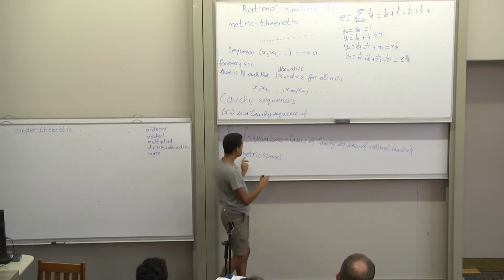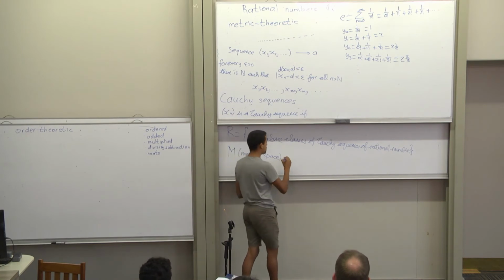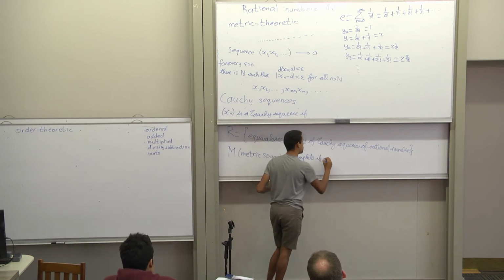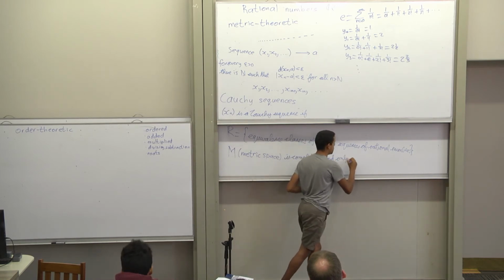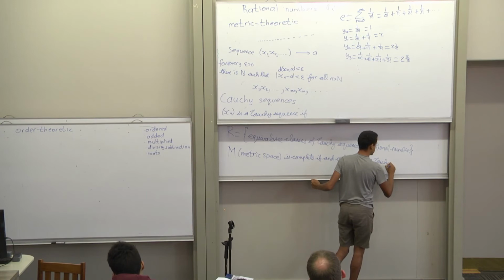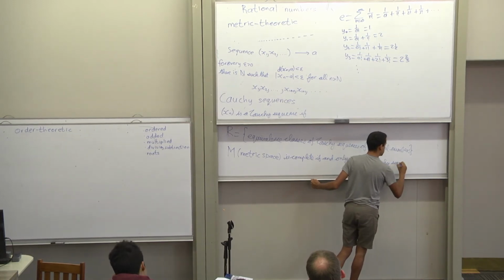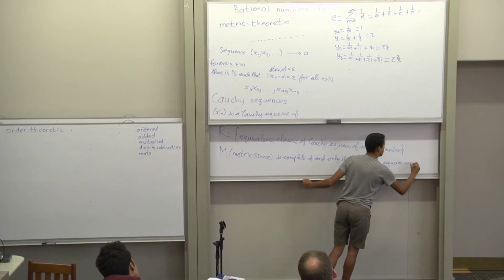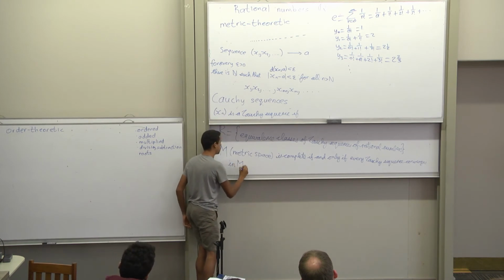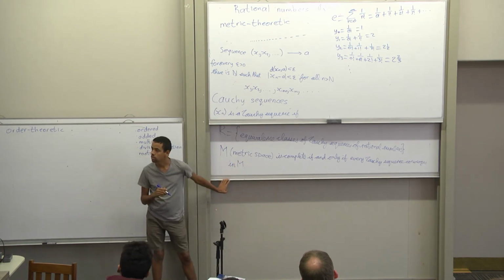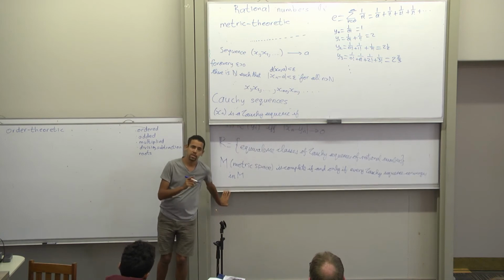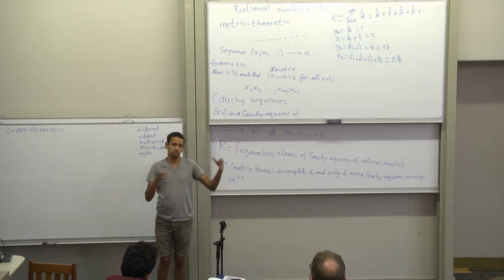And we actually have a definition that a metric space is complete if and only if every Cauchy sequence converges. So the rational numbers are a metric space, but they're not complete. Yes, they're not complete. But for any metric space, even if it's not complete, we can complete it.